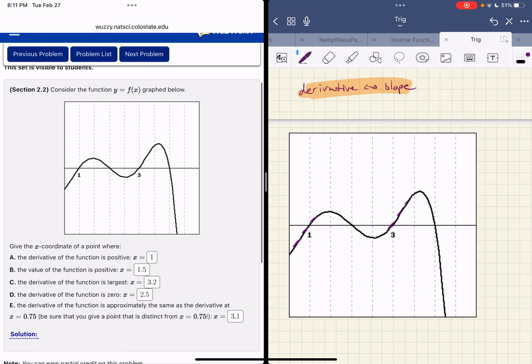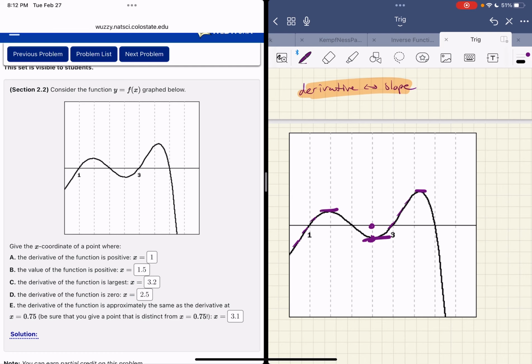D, the derivative, so the slope of the function is 0 when? Well, it's 0 anywhere you could balance a marble. Okay, if there's no wind and you get it just right, you could balance, that's slope 0. So I went with this spot, and I said it was x equals 2.5.